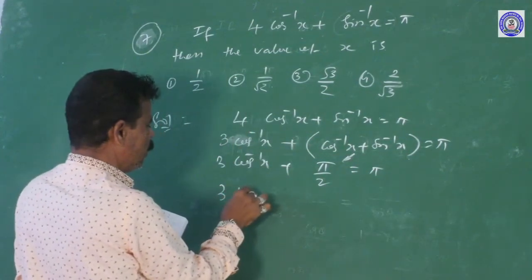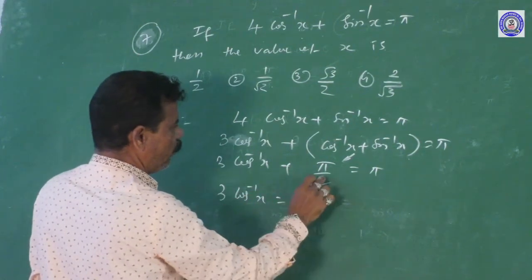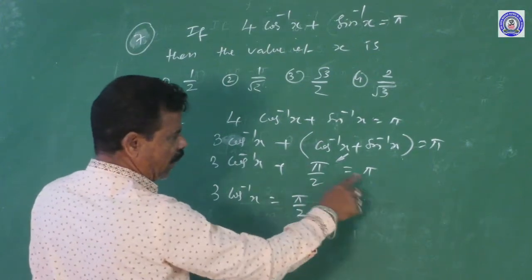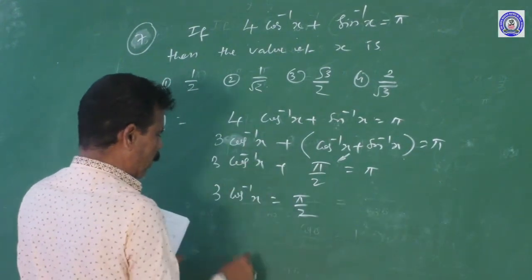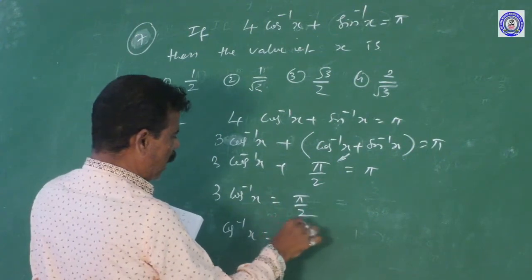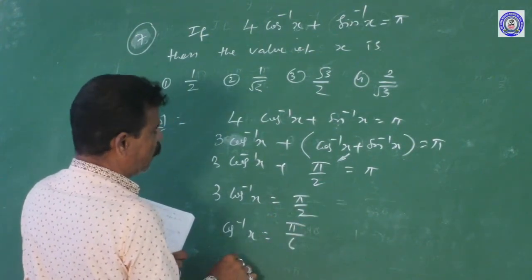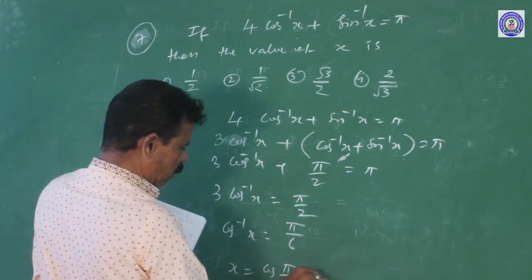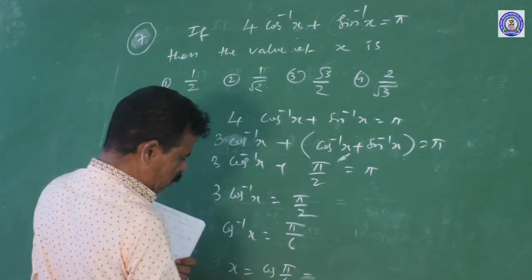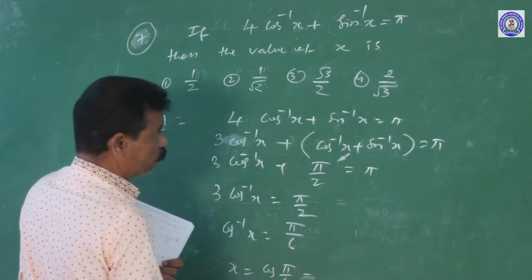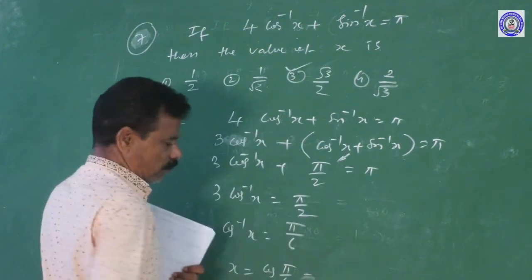After this, 3 cos inverse x is equal to 5 minus 5 by 2. 5 minus 5 by 2 is 5 by 2. After this, cos inverse x is equal to 5 by 6. So he asked for the x value. x is equal to cos 5 by 6, it is cos 30, cos 30 value is root 3 by 2. Root 3 by 2, third option.